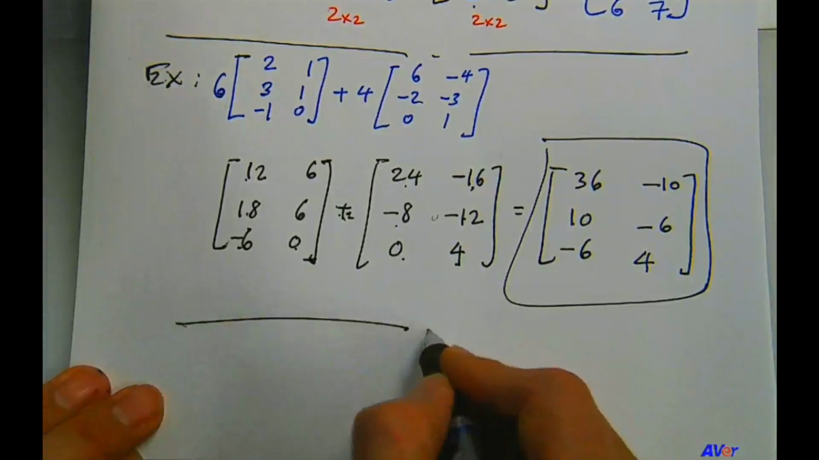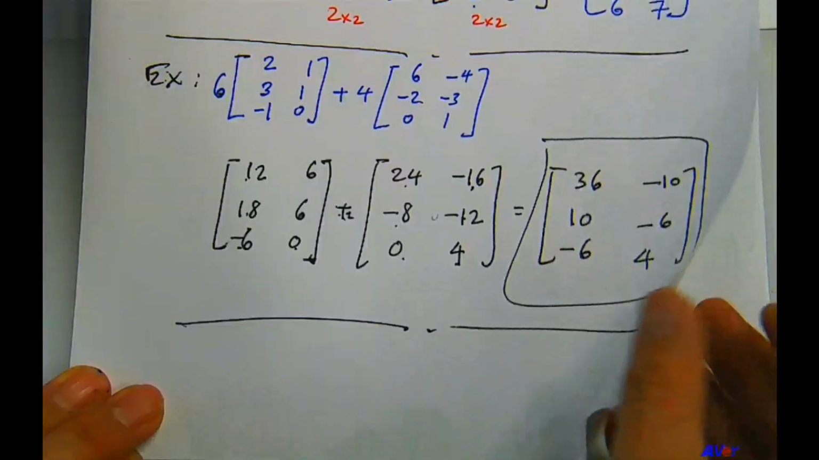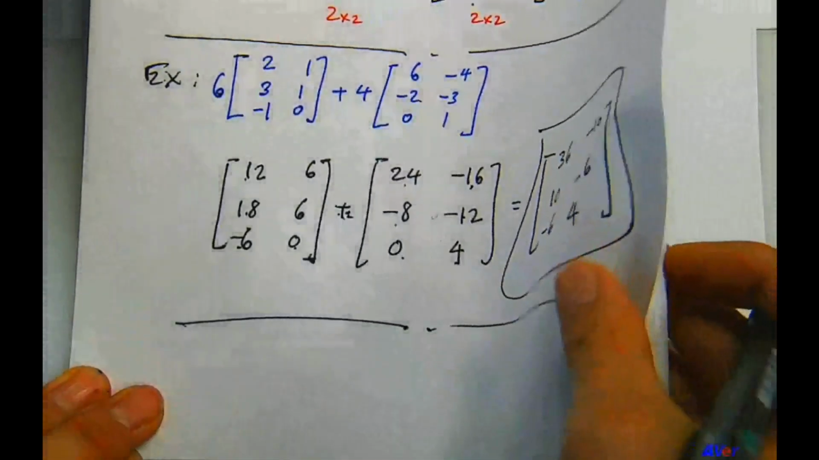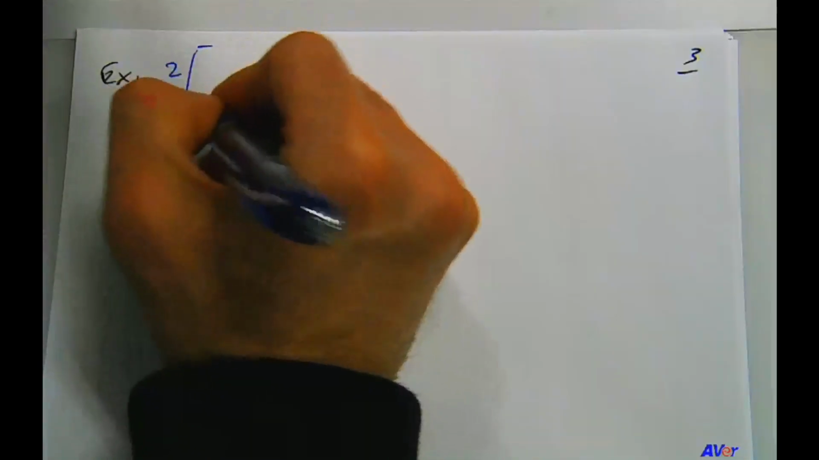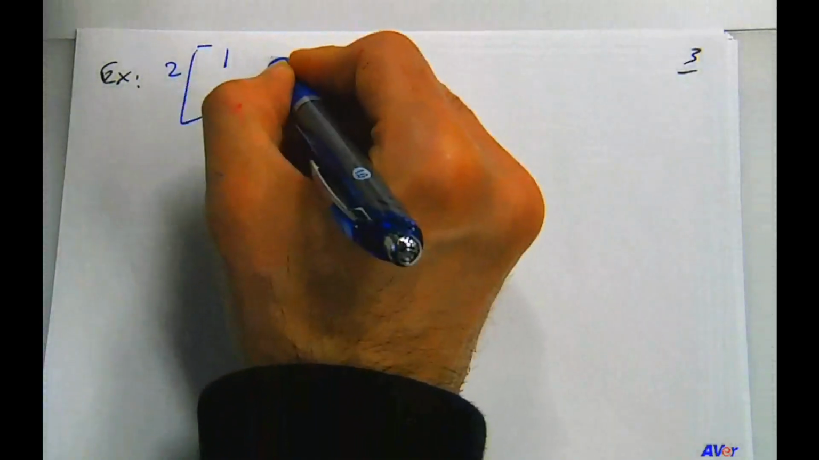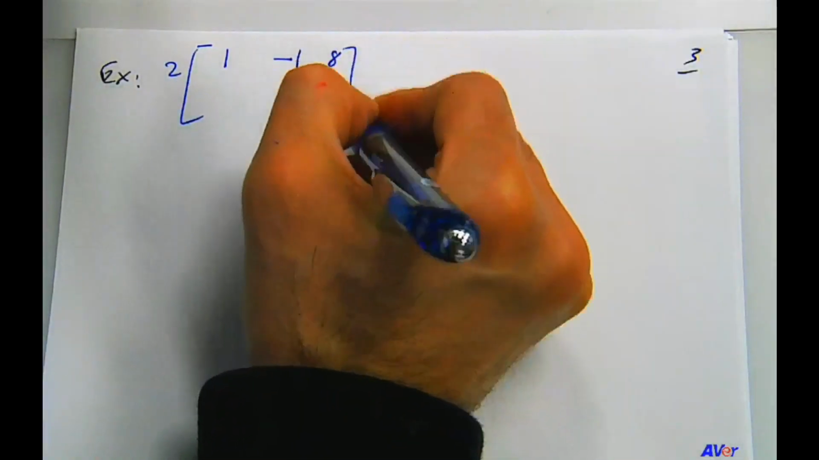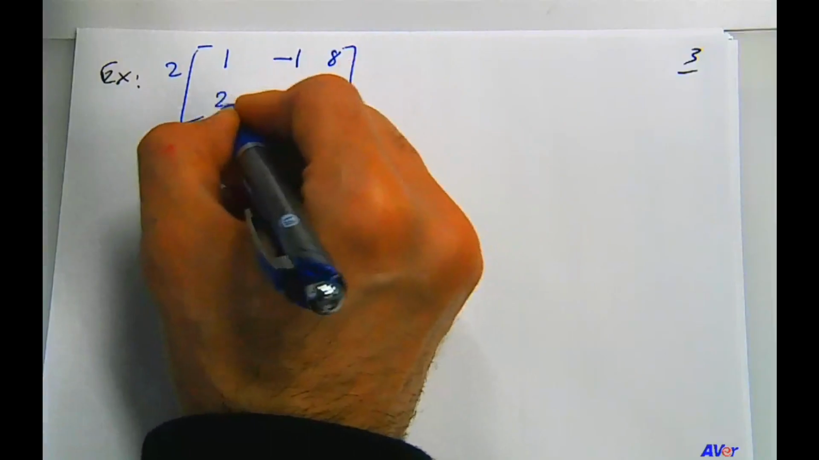Okay, so let's see another example. This time we're going to subtract. Suppose we want to multiply this 2 by this matrix.